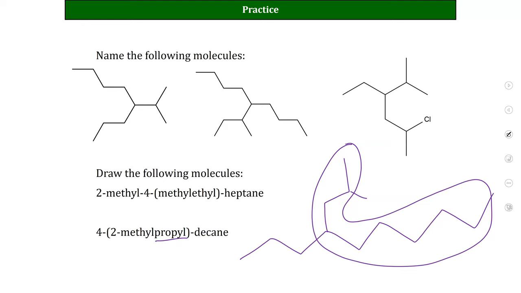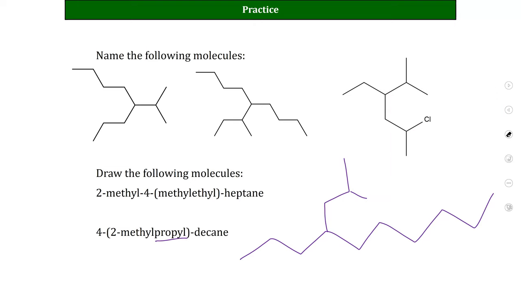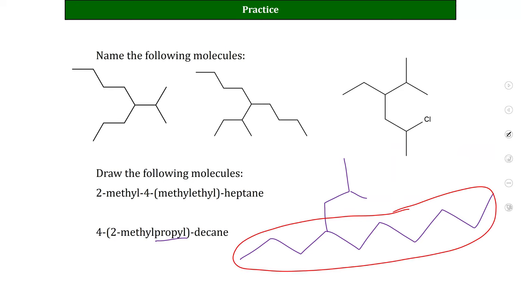Start here and count off. When you talk about a branch, carbon one is the one that's directly attached to the trunk of the tree. So that's our decane, that's our tree trunk. Carbon one of the branch is the part that's directly attached to the tree. So 1, 2, 3. All right.